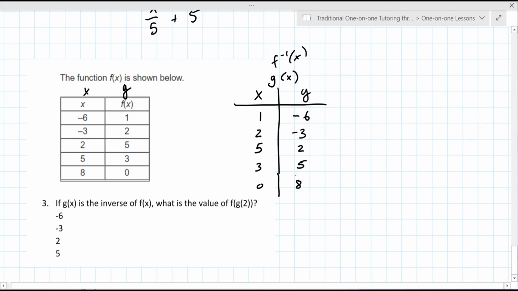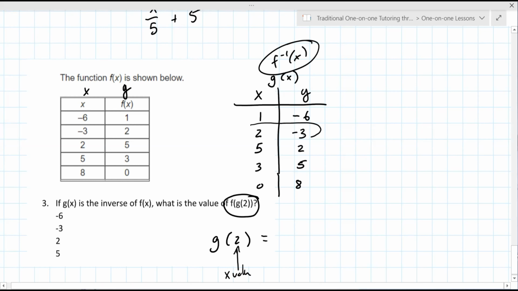Okay. That makes sense. So now we can do this, whereas before it would have been very unclear how to do this. Do you understand why we switch the x and the y's? Yeah, because that's how you do it for the other problem. So g of 2 means that x is what value? It means that x is 2. Right, this is the x value. So what is the output of that? That's this row right here.